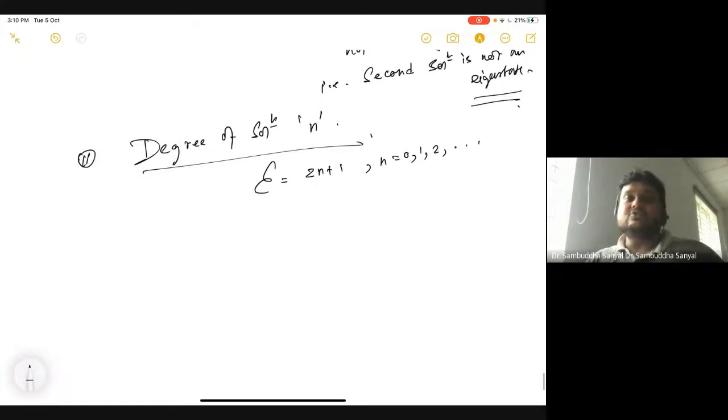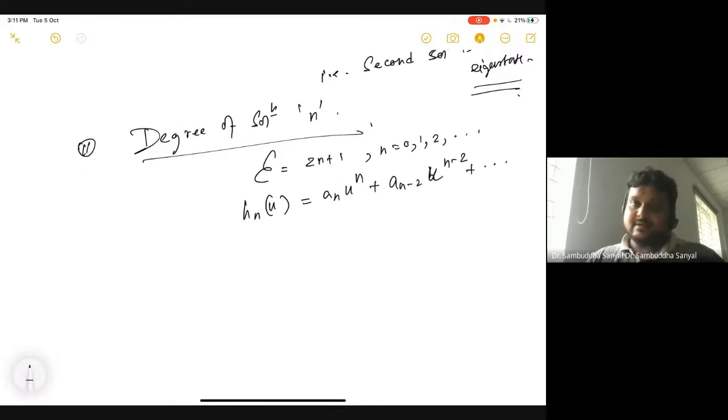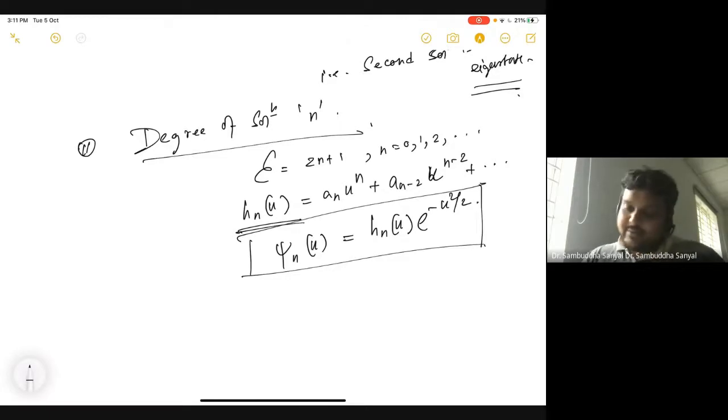But once you choose the n, then the series will be either even or odd, because the solution is of this form: a_n H_n(u), a_{n-2} H_{n-2}(u), and so on. So in the full solution, this H_n is of course not the full solution. The full solution is H_n(u) e to the power minus u squared by 2. So this is your full solution. Now you can go from here.